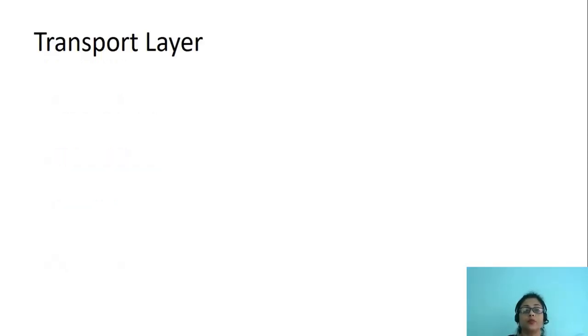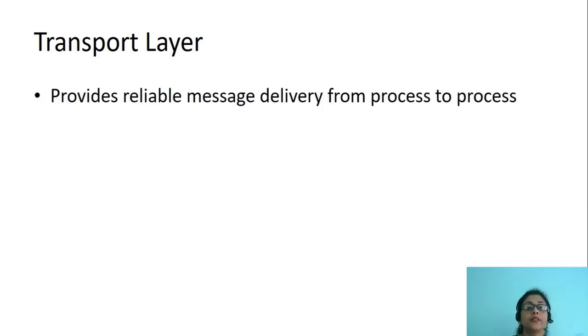So we are going to learn about the transport layer. Let's see what are the functionalities of transport layer. Transport layer basically provides reliable message delivery from process to process. What is the meaning of process to process? A process is program in execution. So we have various processes running at the transport layer. So from the sending station process to the receiving station process, it provides reliable message delivery.